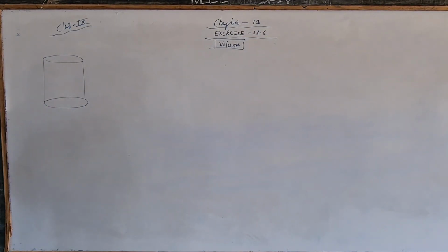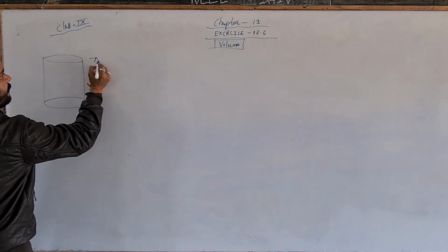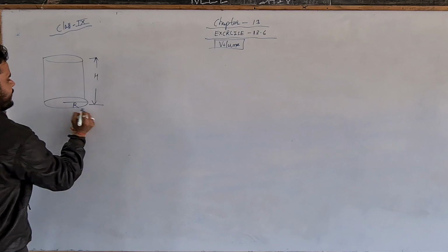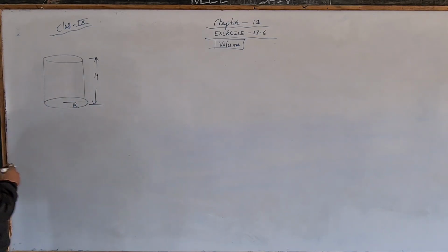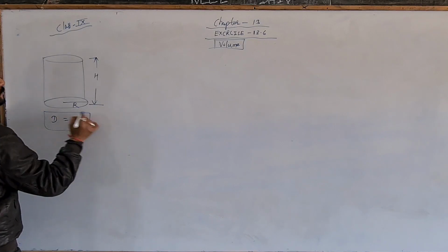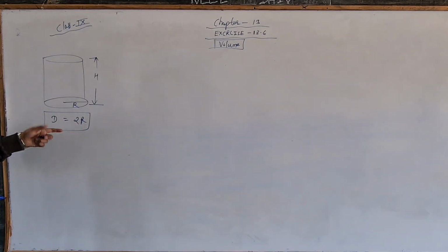This is the shape of the cylinder, and the cylinder has two things. The first thing is height, and the second thing is radius. If the radius is not given, then we have to convert it, because diameter equals two times radius. From this formula we can find the radius.